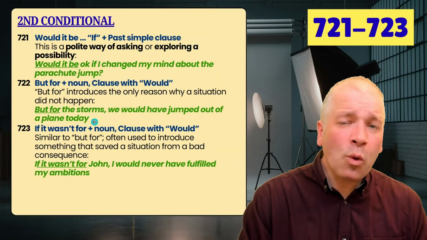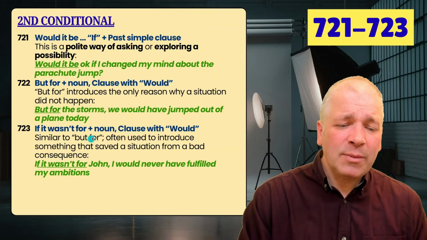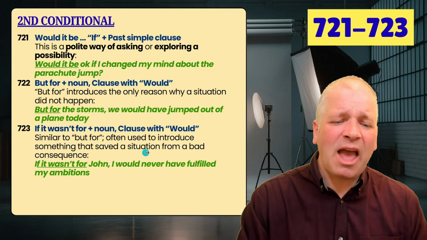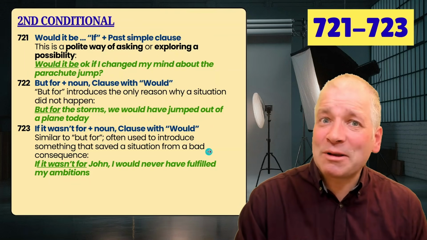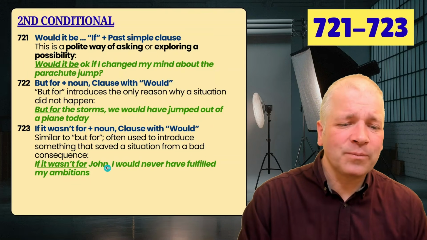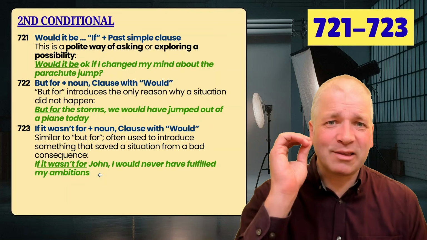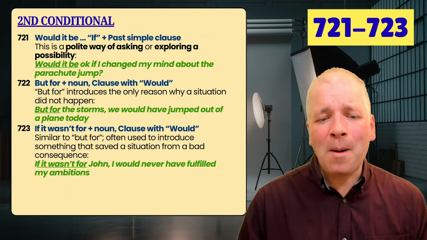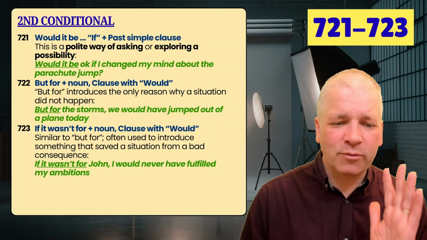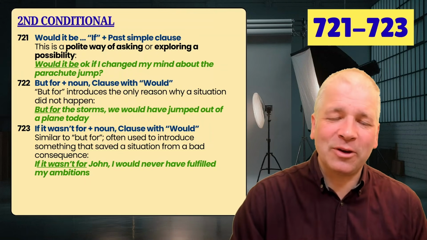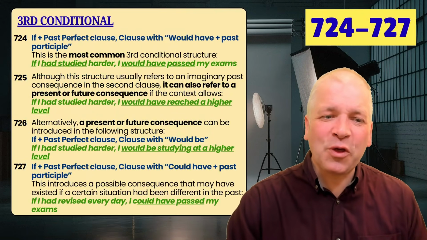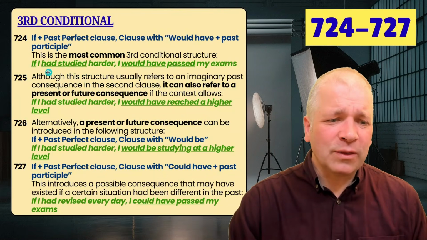And if it wasn't for, it's similar to but for, and it's often used to introduce something that saved a situation from a bad consequence. For example, if it wasn't for John, I would never have fulfilled my ambitions. John saved us from a bad consequence. John was the reason why I could fulfill my ambitions. Now let's move on to the third conditional. Let's look at the first example.